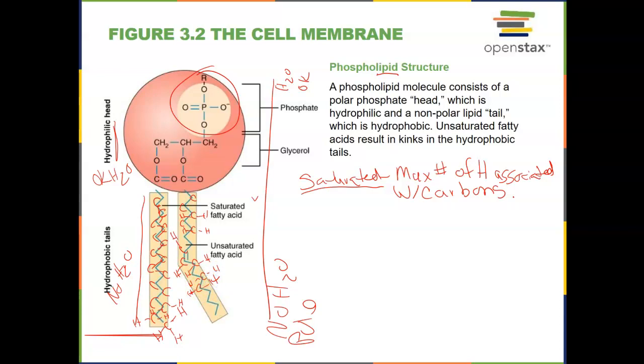But the magic of a phospholipid, one of the magical things, is that when you look at these unsaturated fatty acids, what that means is that you have fewer hydrogens and double bonded carbons.